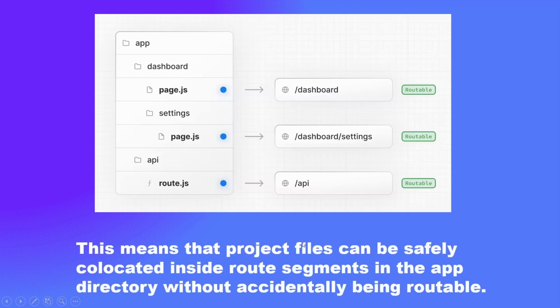This means the project files can be safely co-located inside the route segment in the app directory without accidentally being routed. In case here we are providing dashboard.js. If you are creating one file and it is publicly available, then it is an accidentally available route. But while using page.js or route.js, it will never happen.